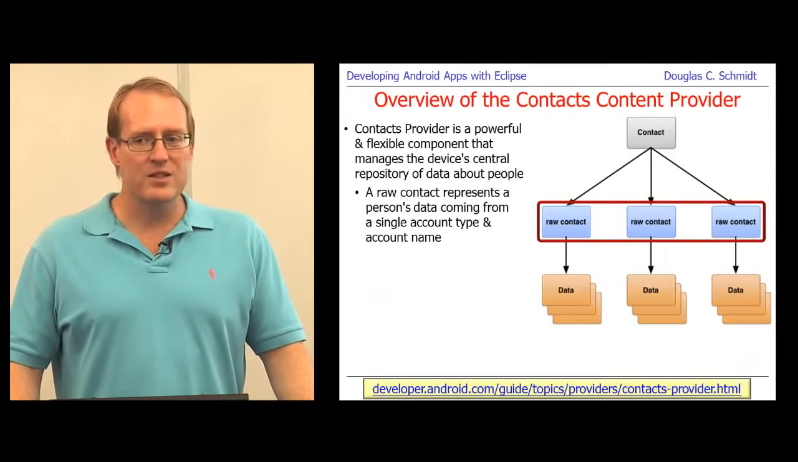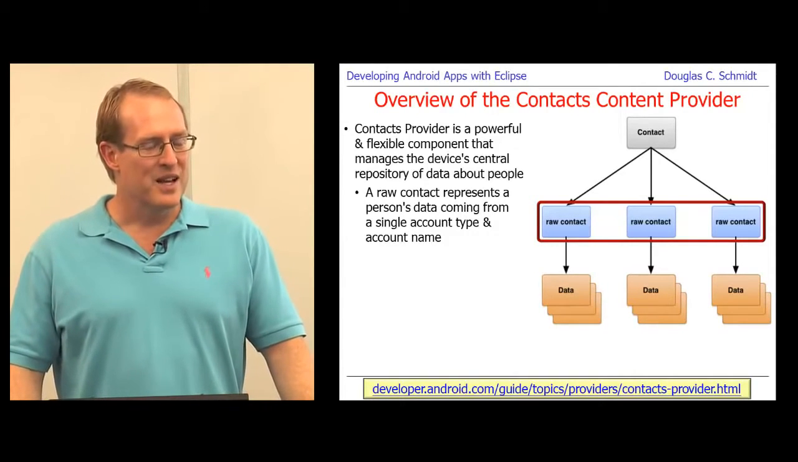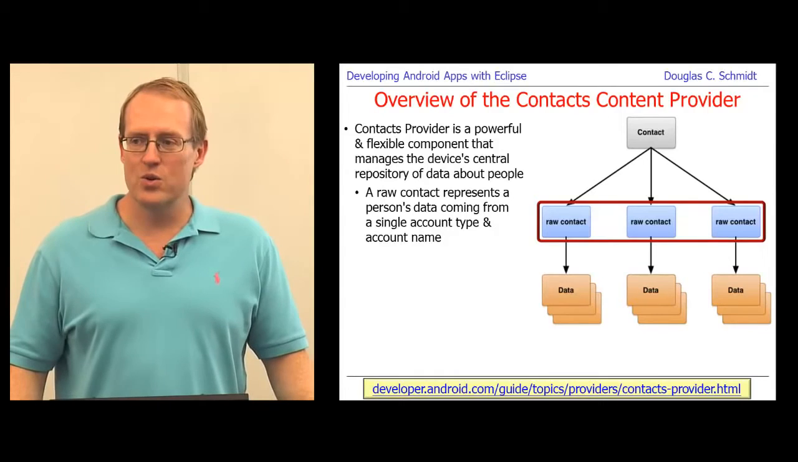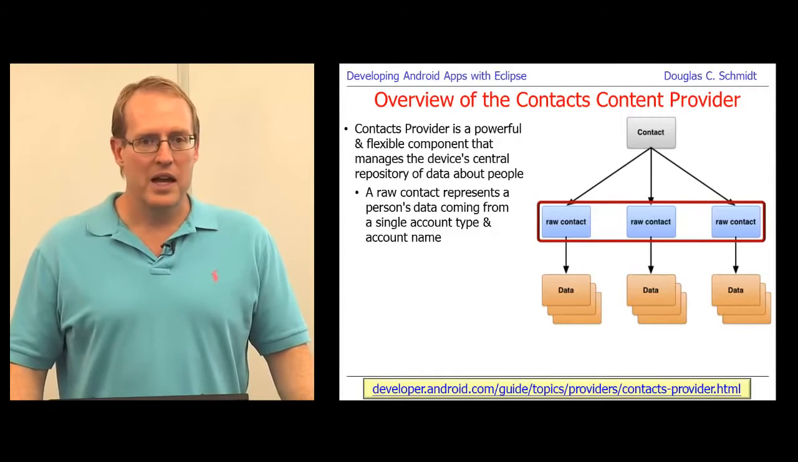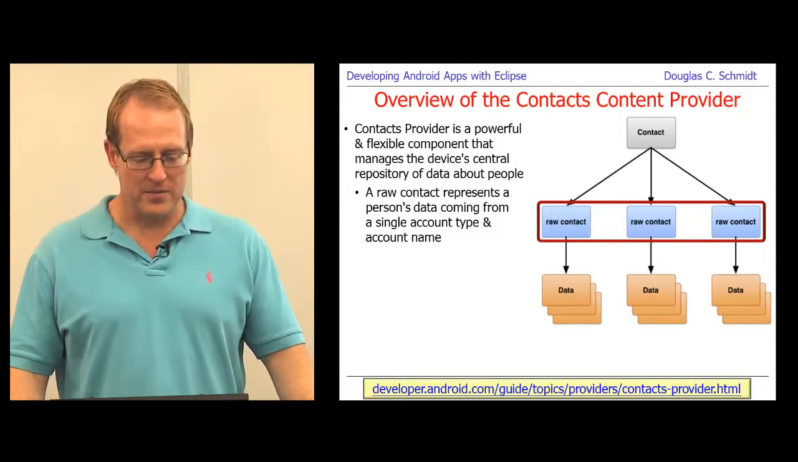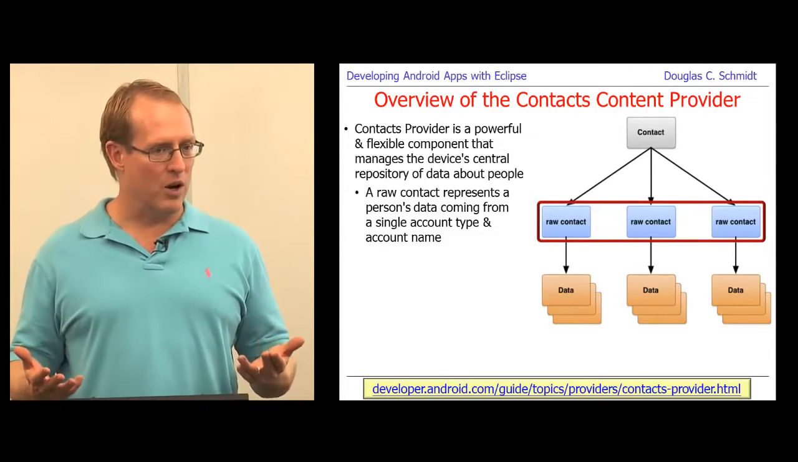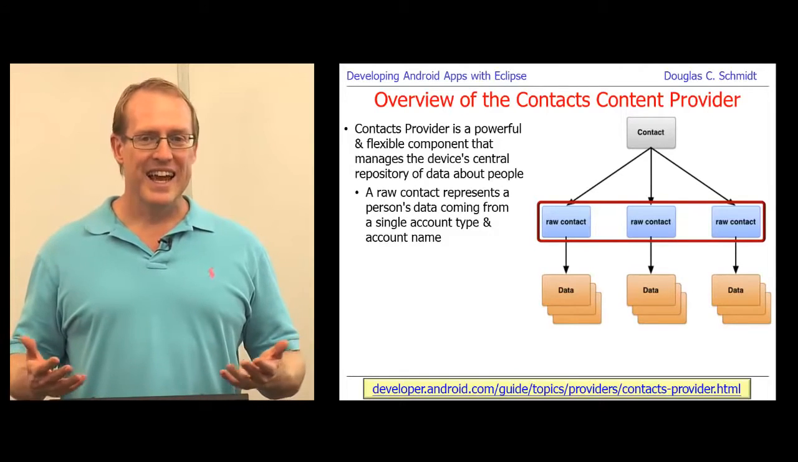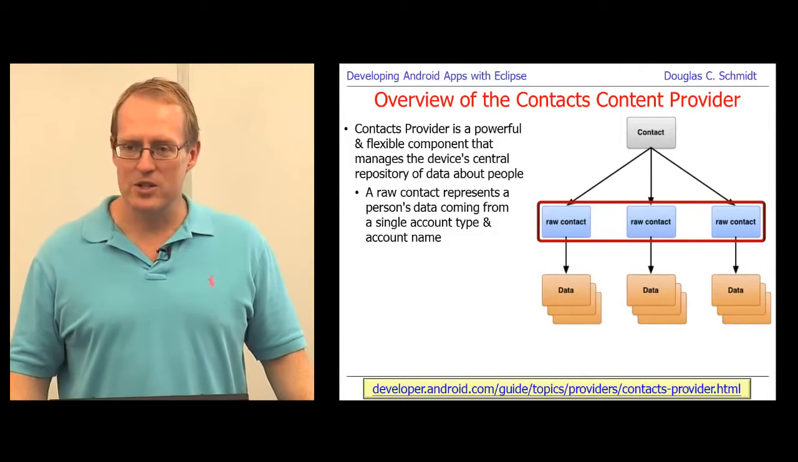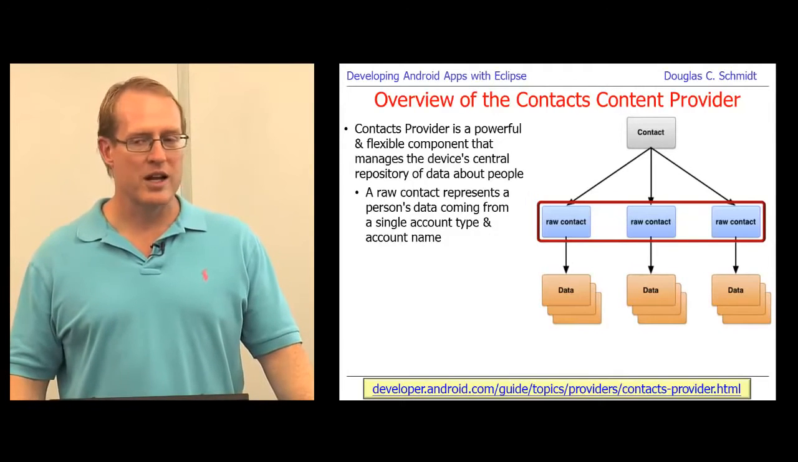So the content provider for contacts, which is called the contacts provider, basically gives you a way to do a whole bunch of different things with information about your friends and family that are stored on your Android device. There's a bunch of different pieces here, so I'm going to give you a little bit of overview of how it works. It's very complicated, and then we'll talk about how you could write some applications to program it, to query it, insert, delete, update, all those kinds of things.